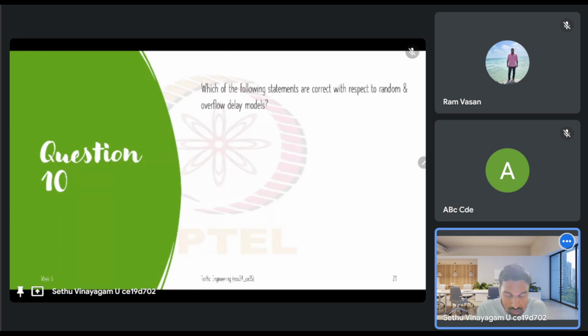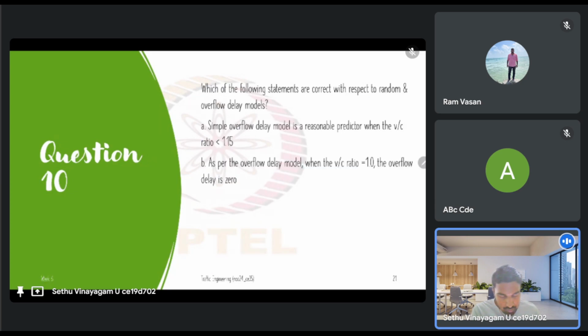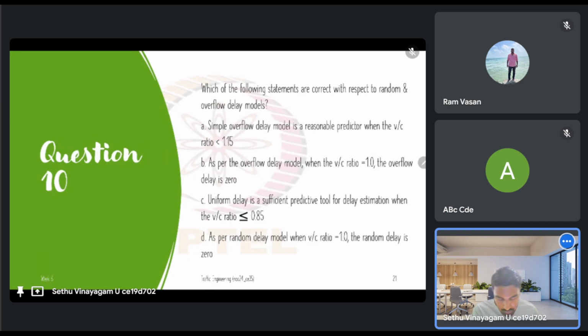Okay, question 10: which of the following statements are correct with respect to random and the overflow delay models? Option A is, simple overflow delay model is a reasonable predictor when the V by C ratio is less than 1.15. B is, as per the overflow delay model, when the V by C ratio is equal to 1, the overflow delay is 0. C is, uniform delay is a sufficient predictive tool for delay estimation when V by C ratio is less than or equal to 0.5. And D is, as per random delay model, when V by C ratio is 1, the random delay is 0.